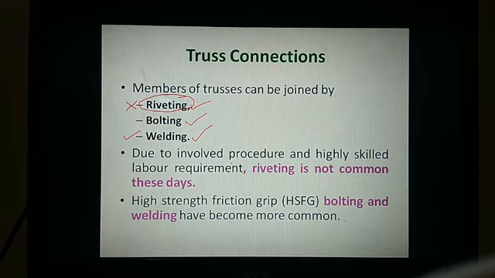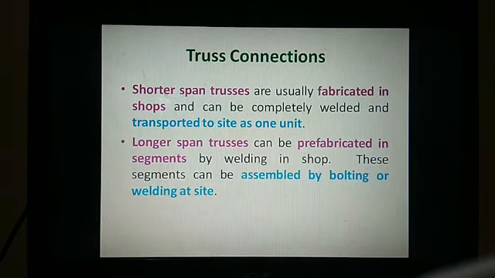At the same time, HSFG bolts can be tightened to their proof load, so they can be pre-tensioned when you tighten the bolt. That is how friction grip bolts have more resistance towards shear forces, and at the same time more resistance towards tensile force also. So in that way HSFG bolts are most commonly used for truss connections in the form of bolting, right? And again, see the truss connections.